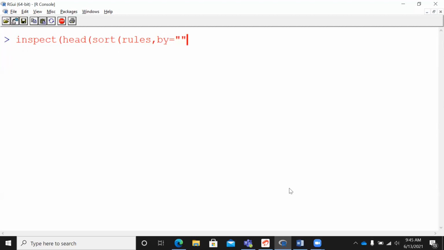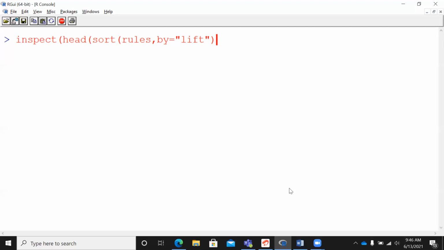Should it always be lift? Not necessary. It can be based on support or confidence. It's entirely under the control of the user. Please feel free to provide any of these 3 metrics, either lift or confidence or support, depending upon what you want. I'm interested in sorting the rules based on the lift value, and therefore I'm providing lift in the by statement.